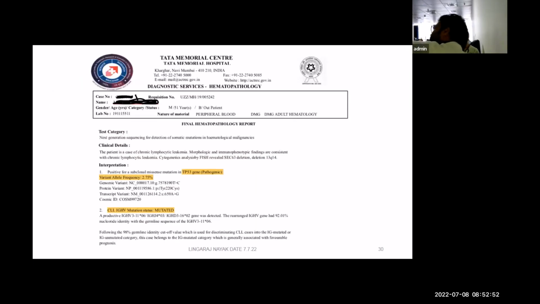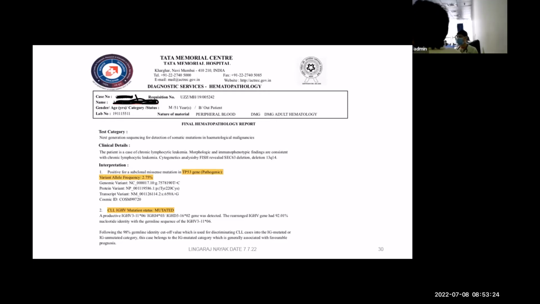Okay. So this is the report of that patient. If you see the thing highlighted in red, the second one, CLL IgG mutation status: mutated. And if you see what they have written, following 98% germline identity, the cutoff value used for discriminating CLL cases is 2%. So what is the mutation in this patient? 92%. Right? So there is 92% homology with the germline. That means 8% are mutated. So as I said, more than 2% is mutated, right? So this is mutated. So that's how we interpret a report of IgG mutation.